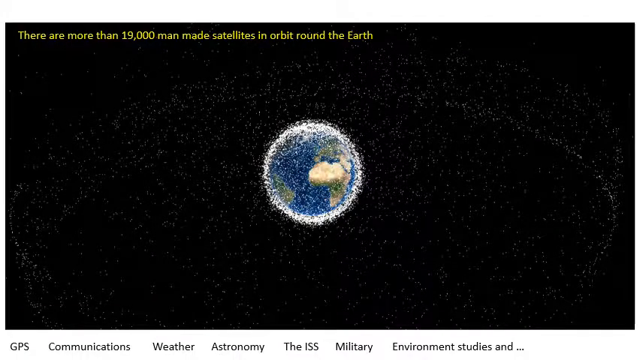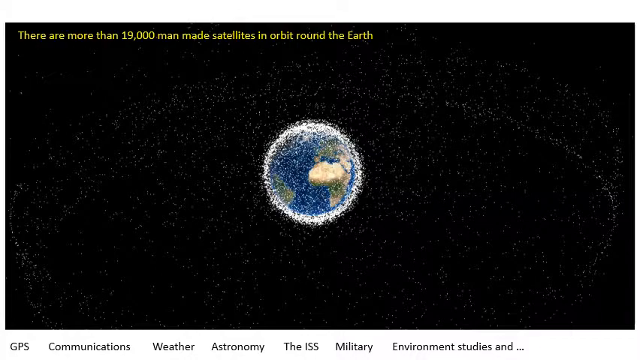There are lots of satellites up there, lots of man-made satellites. We say man-made, an awful lot of women help to make them as well, but there are over 19,000 of them at the moment. They're used for GPS, communications, weather, astronomy. There's the International Space Station, military uses like spying, looking at the Earth. Lots of other uses.